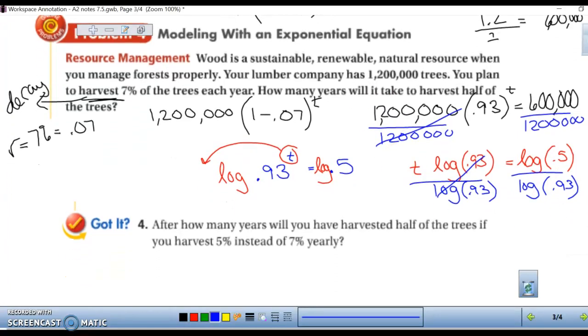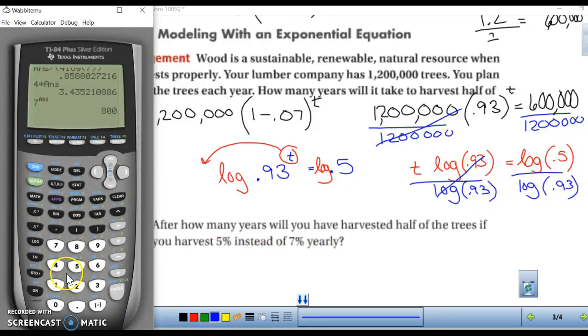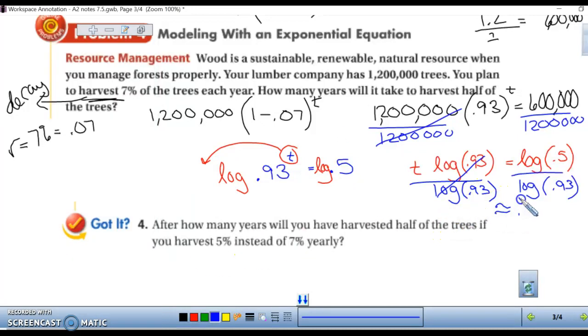And now we can plug it into our calculator and solve for the time. So we have log 0.5 divided by log 0.93, and your answer is 9.55. So about 9.55 years it'll take to harvest half of the trees in their forest.